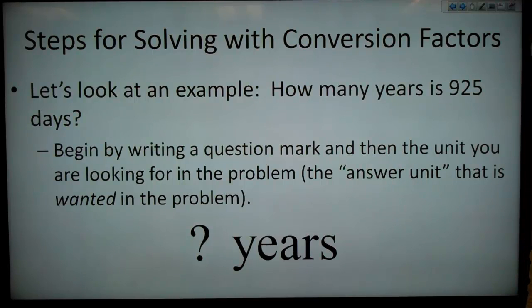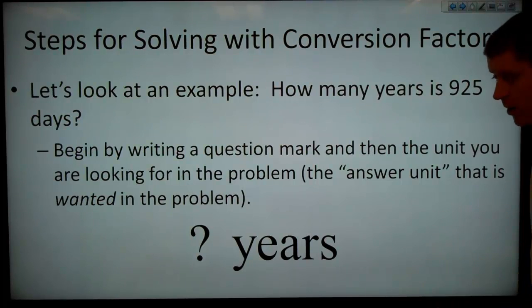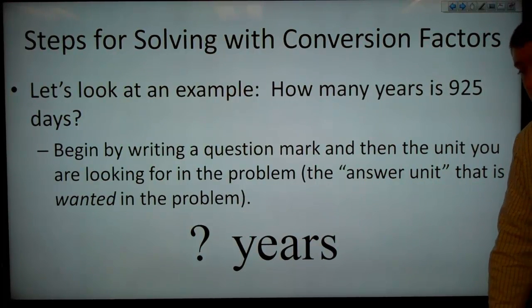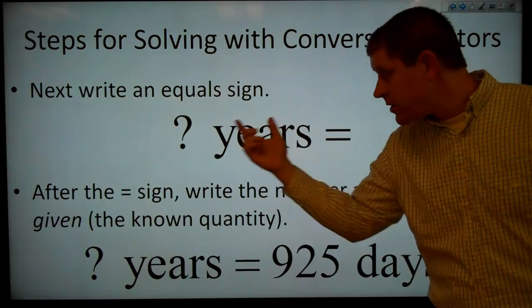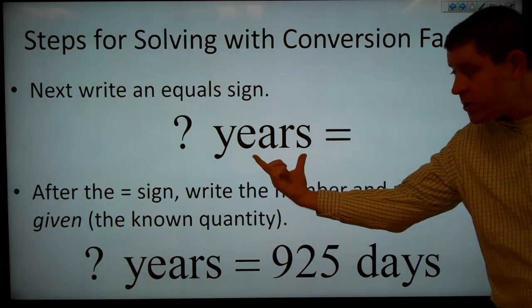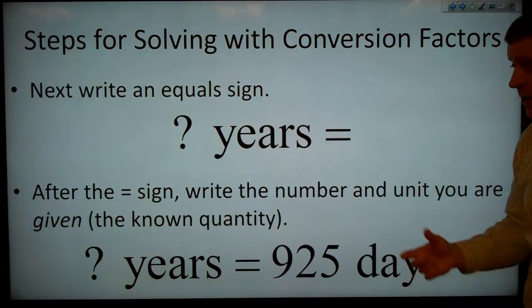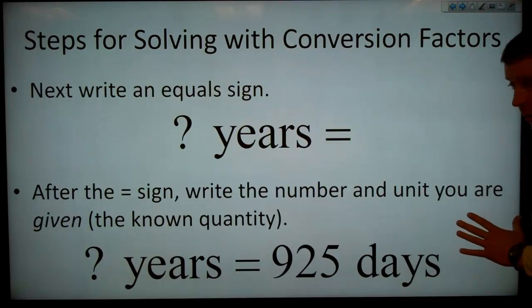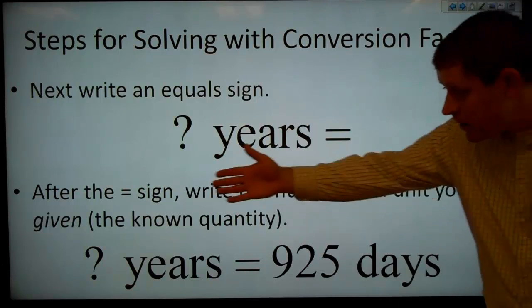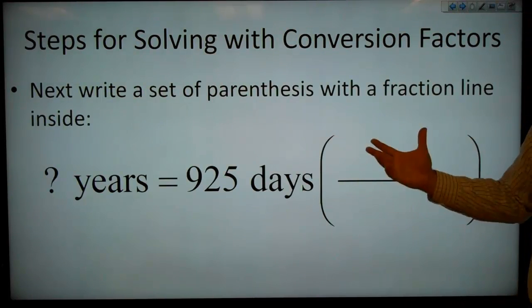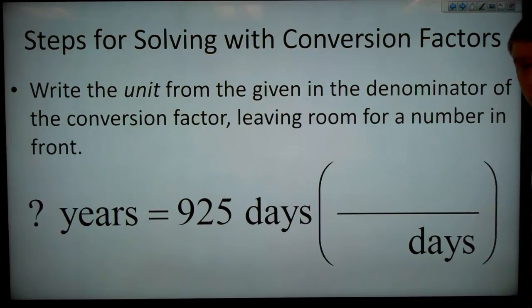Again, we're going to begin by writing a question mark and then the unit that we're looking for in the problem. So question mark and then the unit that we're looking for in this case is years. This is our answer unit. Now we're going to write an equal sign. So we have question mark, years, equals. Then after our equal sign, we're going to write the number and unit that we're given. This is our known quantity, 925 days, and we're looking to find how many years that is equal to. Next, we'll write a set of parentheses with a fraction line inside of it, and then we're going to put our conversion factor in.